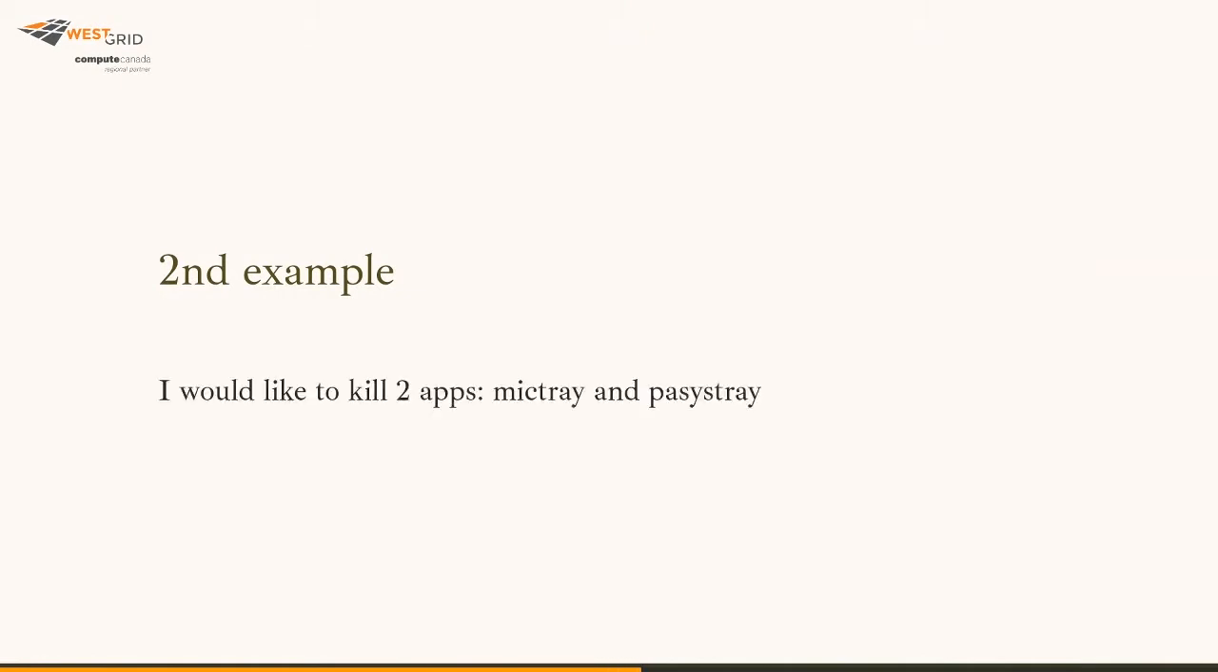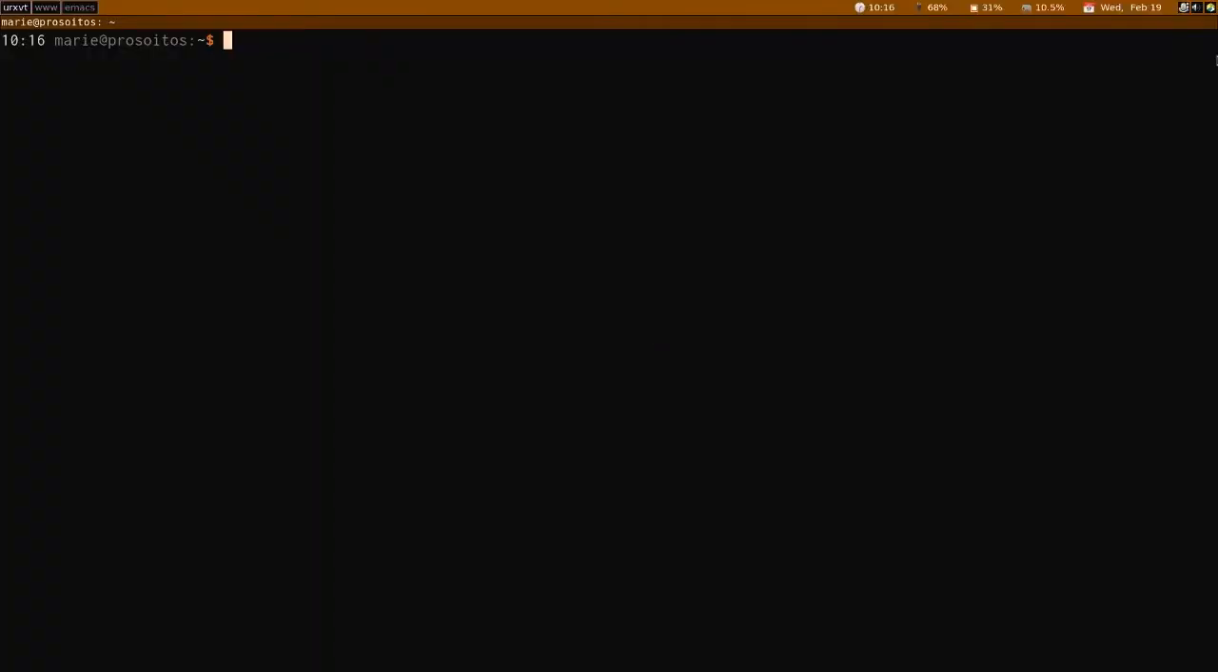So I have two little icons here. This one is called mic tray, for microphone tray, and this one is called pasystray, for a PulseAudio system tray. Let's say I'd like to kill those two processes.